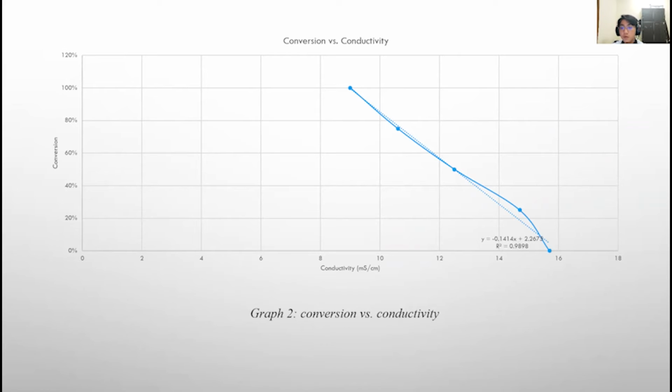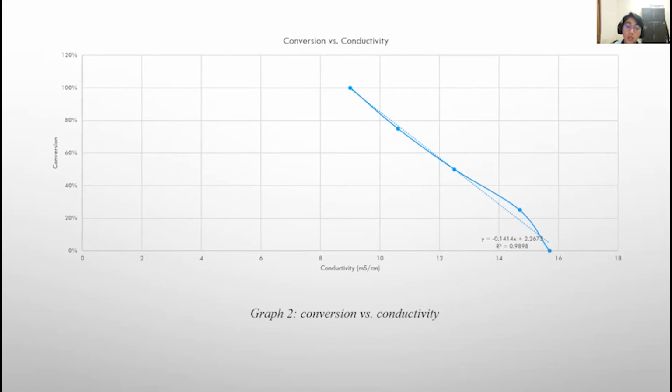And this is graph 2, conversion versus conductivity. Following that, a graph for conversion versus conductivity was created using data from table 1 2. From graph 2, it is possible to conclude that the graph trend is decreasing over time. As shown on the graph, the slope of that graph is negative 0.1414 and the y-intercept is 2.2675.